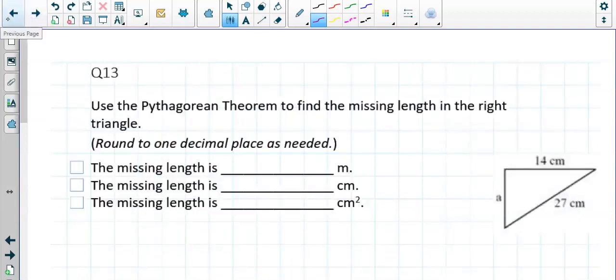All right, so question 13. Moving right along. It says, use Pythagorean theorem. What is the Pythagorean theorem? And that is a squared plus b squared equals c squared. And now it says to find the length.